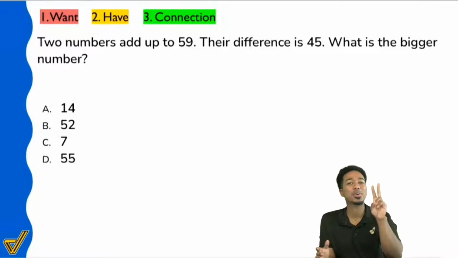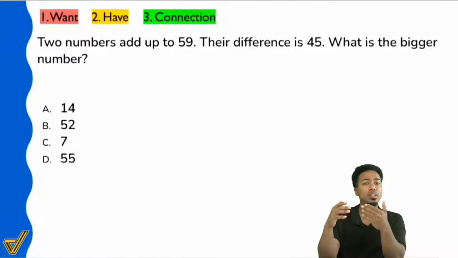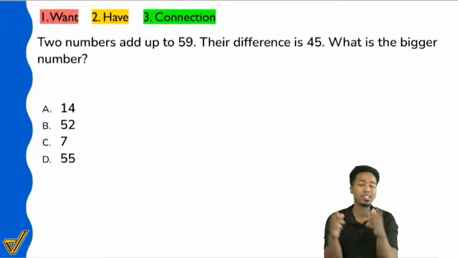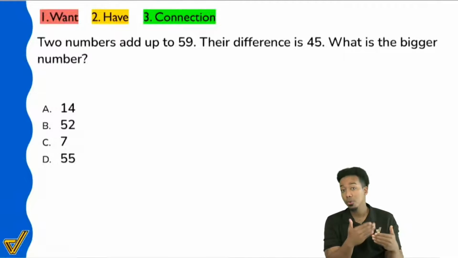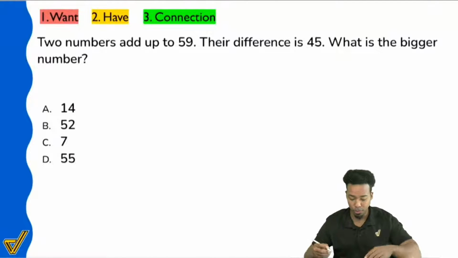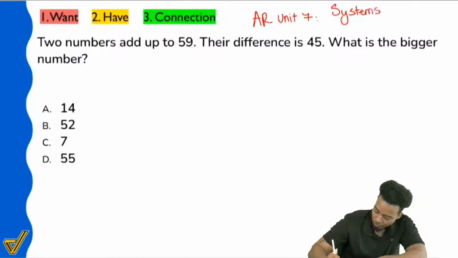So here's what I'm saying. There are 2 ways to solve this problem, and I'm going to show you both of those ways. One is going to take a more intuitive or common sense approach, and by common sense, I really mean just using what you see to your advantage. The other way is going to be by setting up a system of equations. So again, this is Arithmetic Reasoning, Unit 7, systems of equations. If you want to write that down, feel free.